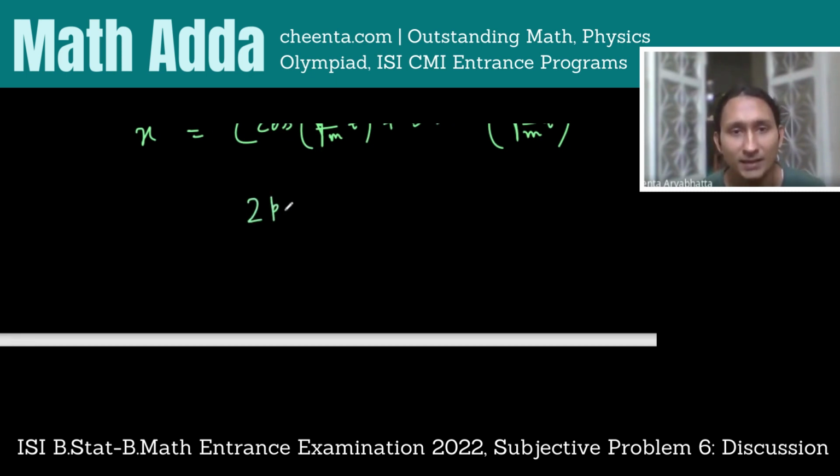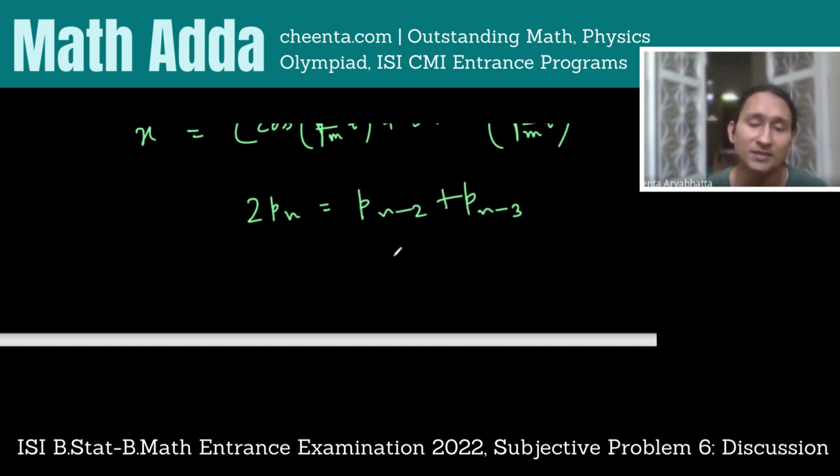So 2Pn is equal to Pn minus 2 plus Pn minus 3. This is a linear recurrence equation, and the solution space is clearly three-dimensional because you need three initial conditions. You need P1, P2, and P3 to determine the sequence forever.